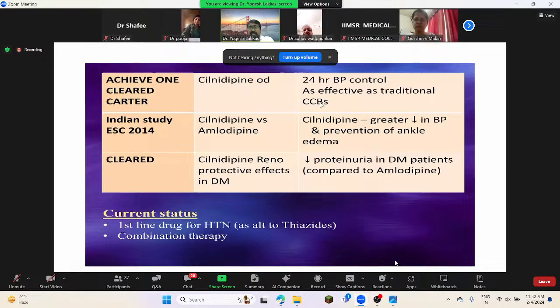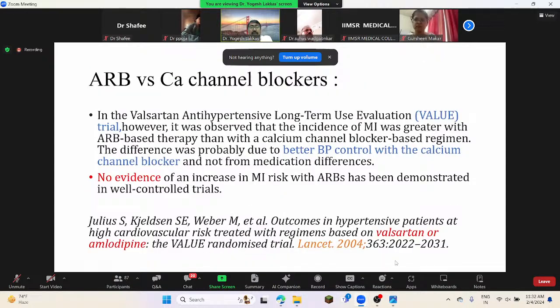Advantages of cilnidipine: greater reduction in BP and prevention of ankle edema, which we already discussed, and decreased proteinuria in diabetes patients as compared to amlodipine. It is a first line drug in hypertension treatment. It can be combined with diuretics also, and is a very important drug in hypertensive management, like ARBs and calcium channel blockers. A few of the trial studies, like in the Lancet 2004, outcomes in hypertensive patients at high cardiovascular risk factors treated with regimens.